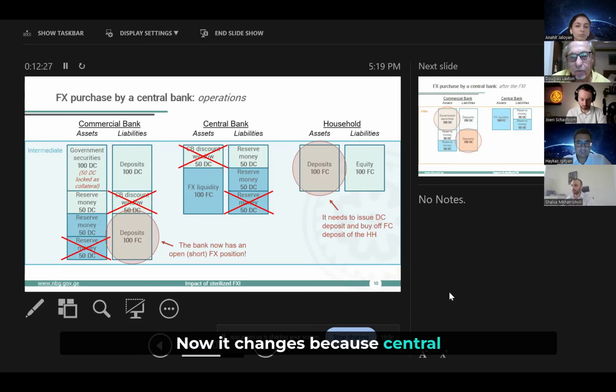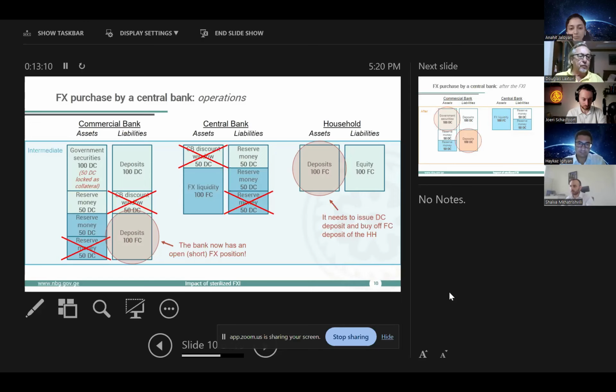Now it changes because the central bank bought an FX asset with lari reserve balances. When the commercial bank got these lari reserve balances in return for selling this FX reserves to the central bank, it essentially has now more lari securities relative to lari liabilities, and this is an open FX position. In this case, it's short in dollars, so that if there is a depreciation of the dollar, then this can have a negative impact.